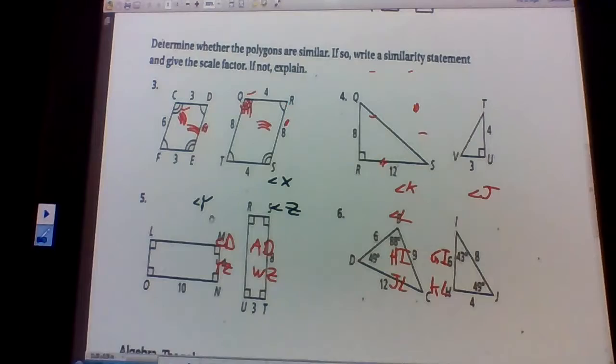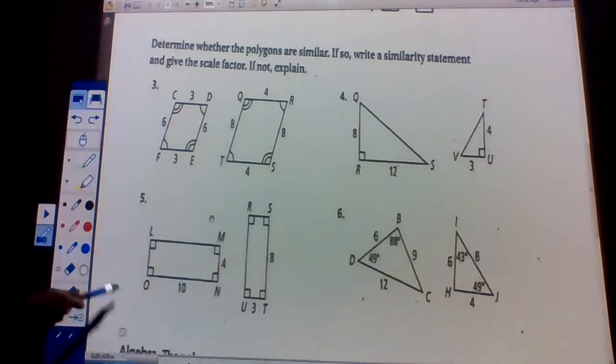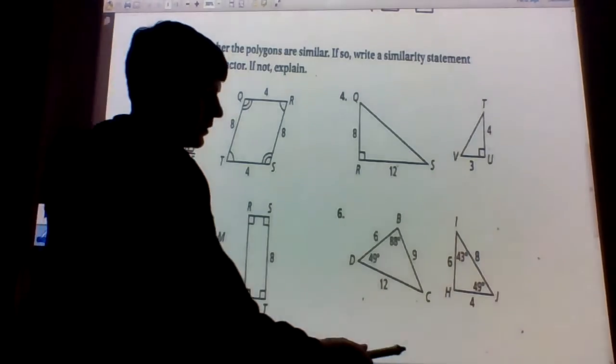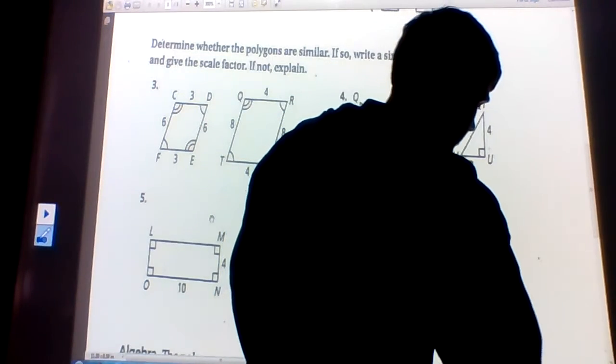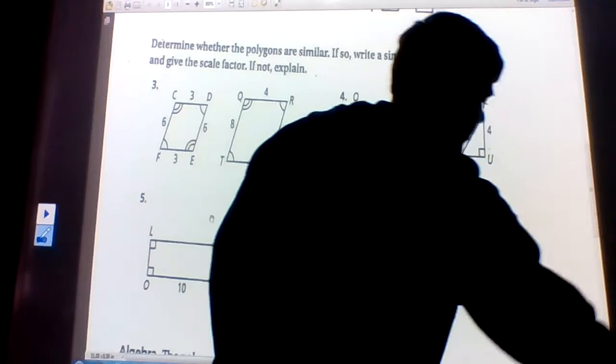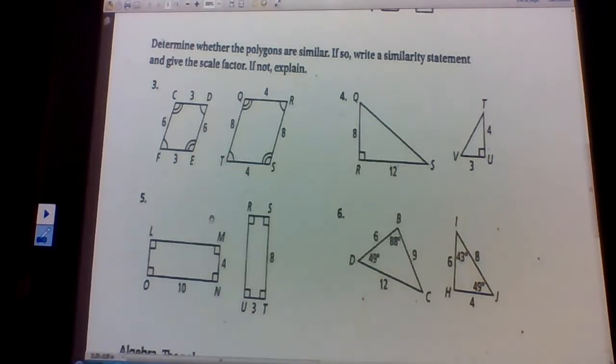Okay. The next four, they want us to determine if the polygons are similar. If so, they want a similarity statement and a scale factor. If not, we want to explain why. So in order to show that figures are similar, we need to do two things. We need to show that their corresponding angles are congruent and that their sides are proportional.